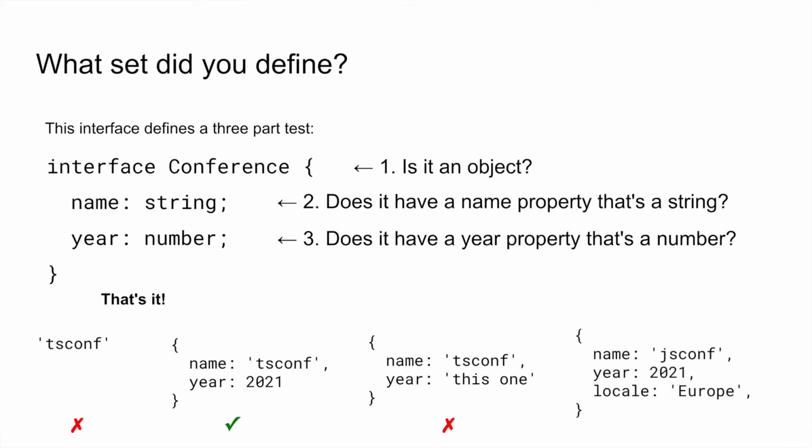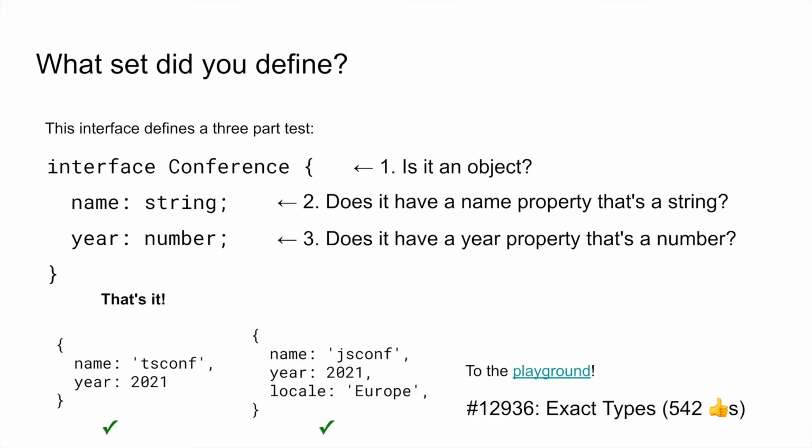And then finally, this is the interesting one. This adds a locale property to the second example. So is it an object? Yes. Does it have a name property that's a string? Yes. Does it have a year property that's a number? Yes. So this must be assignable to conference, which might come as a bit of a surprise. This is not an object that you would get if you just created objects specifically with name and year properties, but in TypeScript it is still assignable to conference. It's allowed to have extra properties.